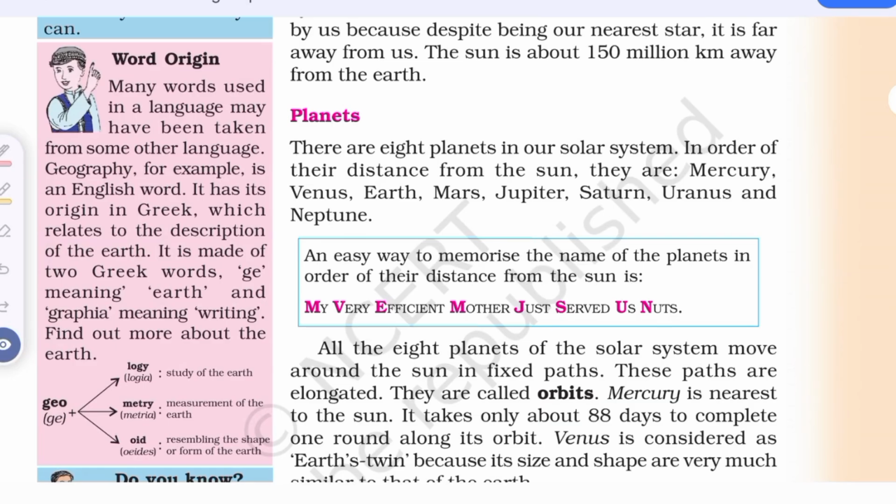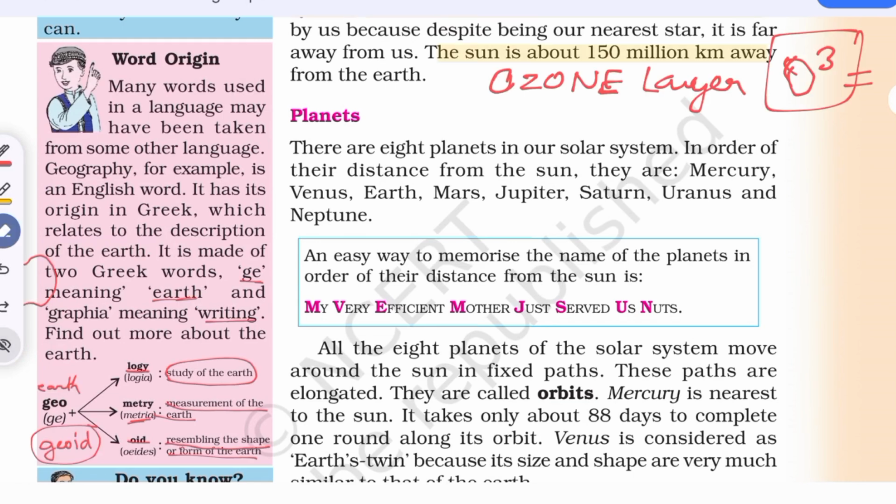There are 8 planets in our solar system. In order of their distance from the sun, they are Mercury, Venus, Earth, Mars, Jupiter, Saturn, Uranus, and Neptune.